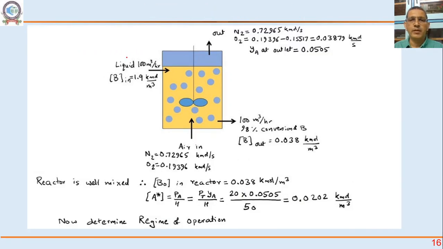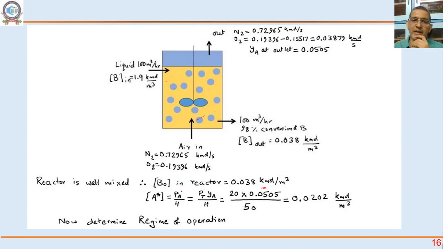Okay. Now we can think in terms of solubility. Reactor is well mixed, so B0 in the reactor is 0.038. Everywhere it is well mixed. Everywhere B0 is 0.038. You see? Gas is also well mixed, so everywhere A star is also constant.